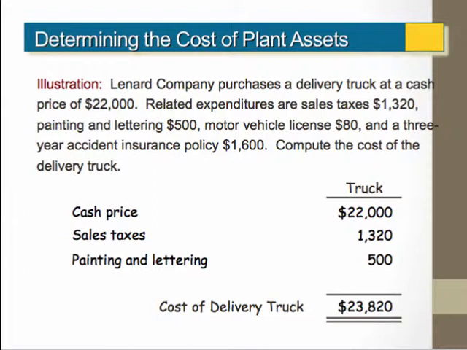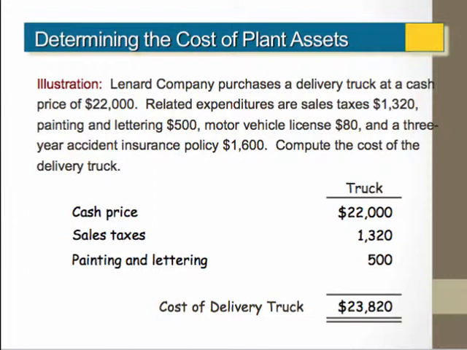So here's an example. Lenard Company purchases a delivery truck at a cash price of $22,000. Related expenditures were the sales tax, the painting and lettering, the motor vehicle licensing fees, and a 3-year accident insurance policy of $1,600. Compute the cost of delivery truck.